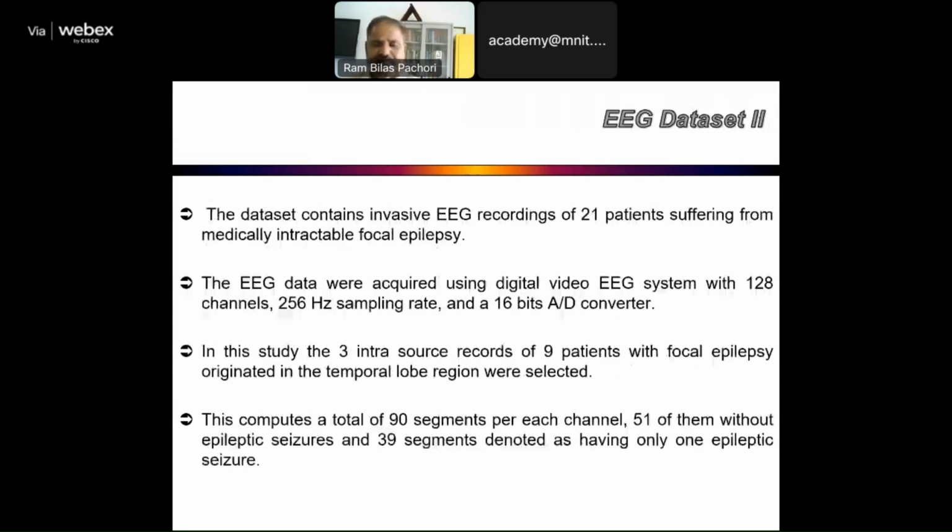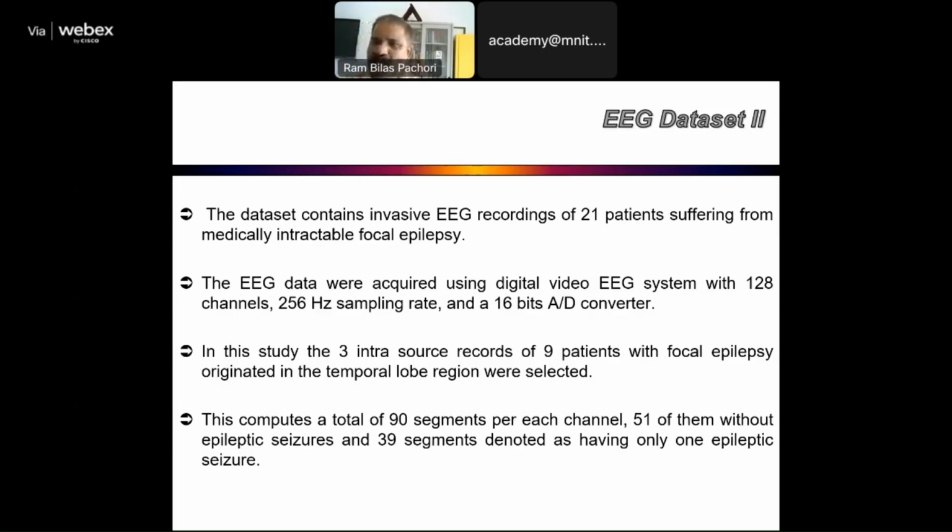The dataset contains invasive EEG recordings from 21 patients suffering from medically intractable focal epilepsy. There are two kinds of epilepsy. Focal epilepsy has a specific origin, and seizures always originate from there. And generalized seizures can go anywhere in the brain and can be detected from surface EEG signals.